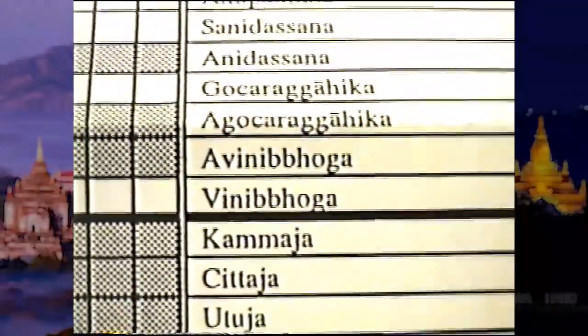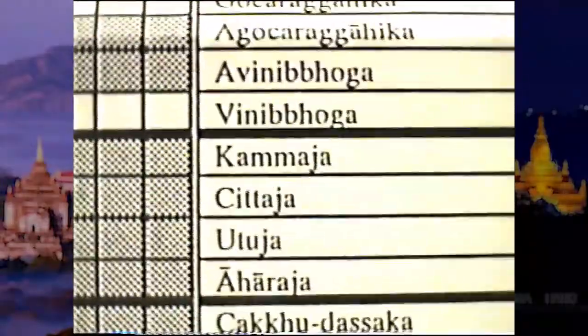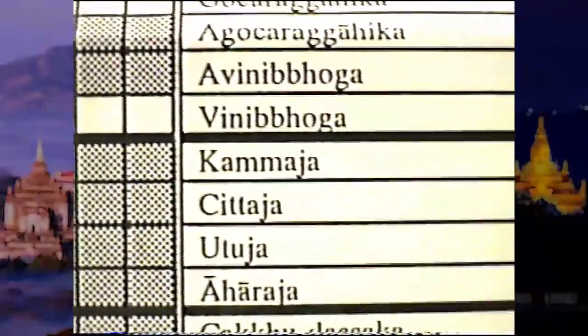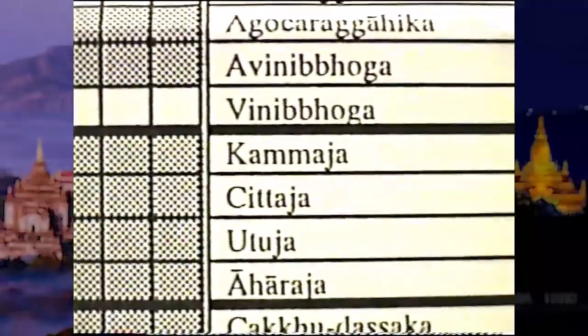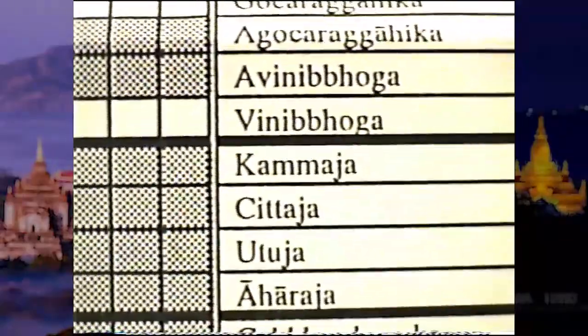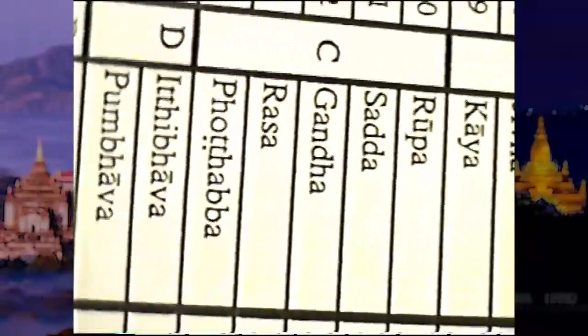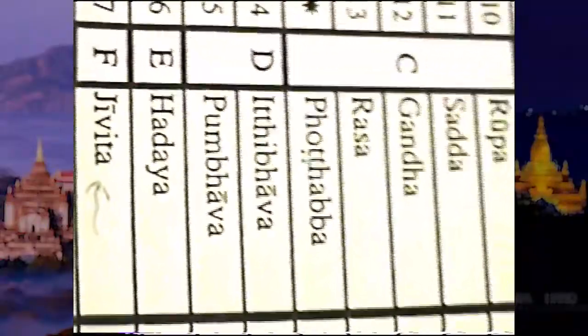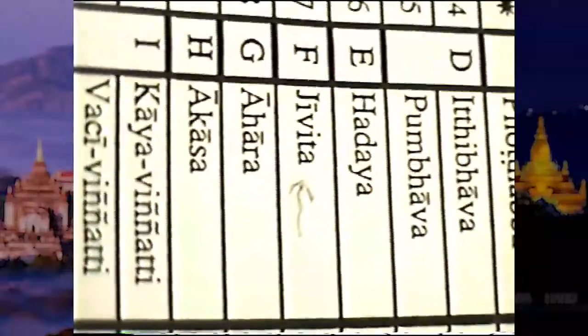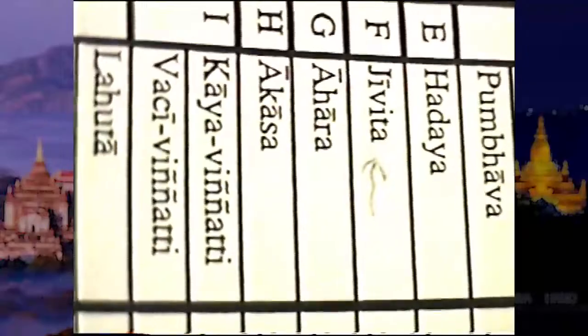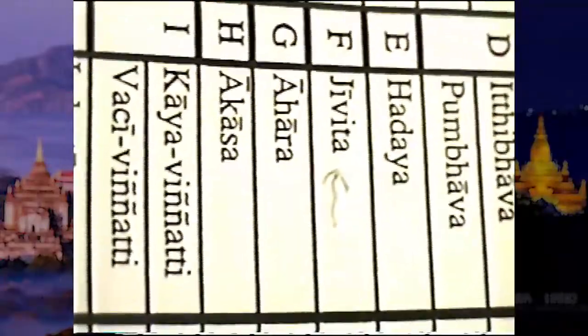And then causes of rupa. Kammaja, caused by karma, 18. So they are 4 essentials, 5 sensitivities, rupa, gandha, rasa, photthabba, and then itthibhava, pumbhava, hadaya, jivita, ahara, and akasa. And those caused by chitta: four essentials, Rupa, Sadda, Gandha, Rasa, Photthabba.